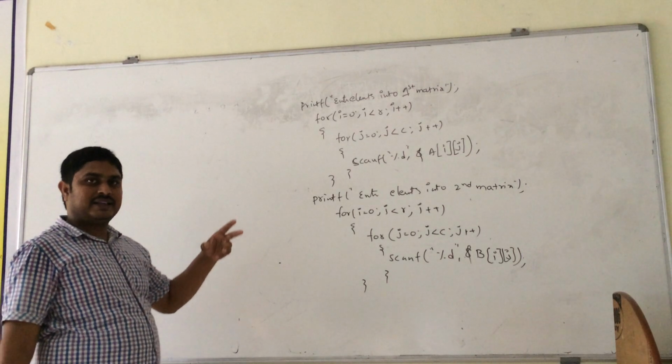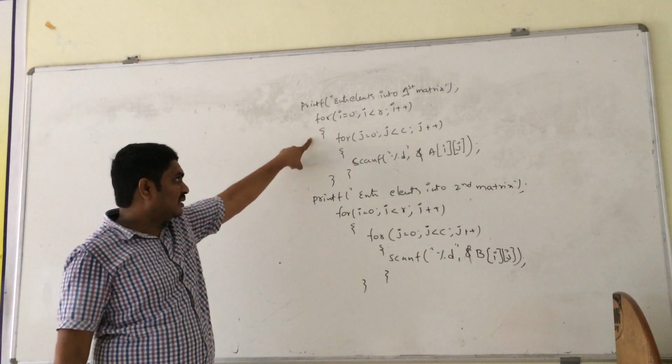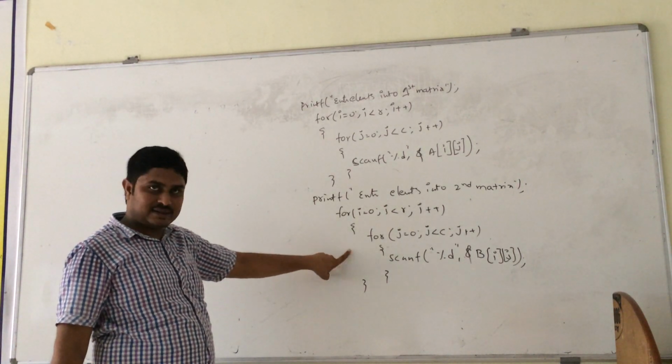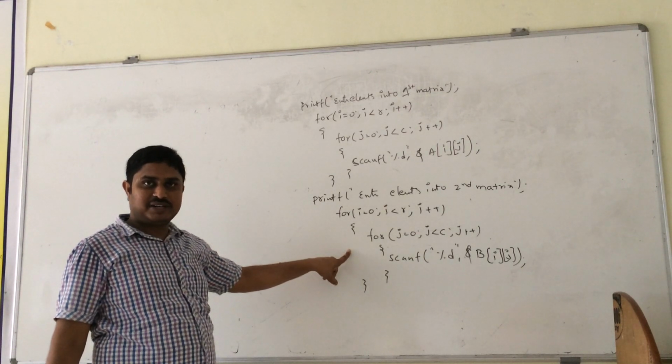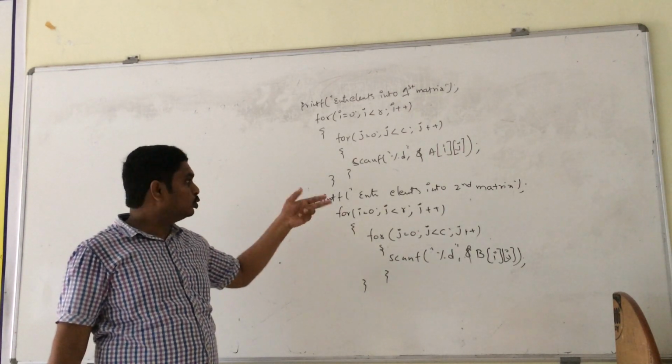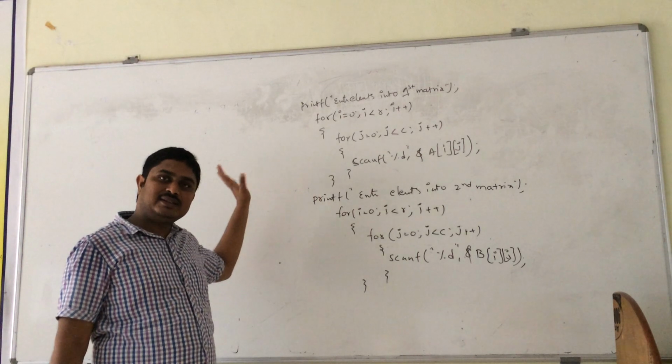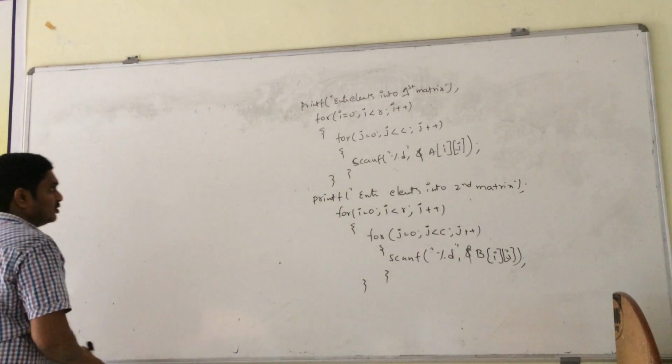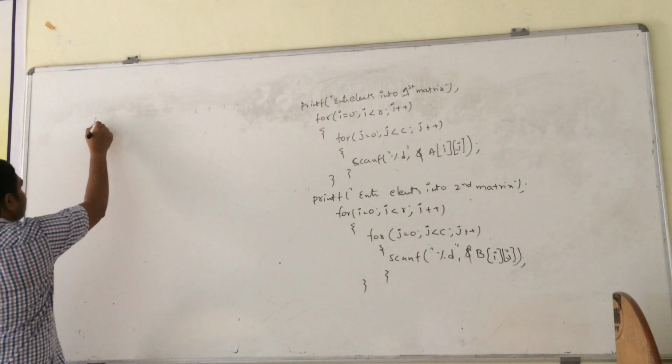So first I take the two matrices, first matrix and enter the values, and second matrix and enter the values. These two steps are completed, and the third one is adding the two matrices and storing the result into the third matrix. So for this also I am using two for loops.